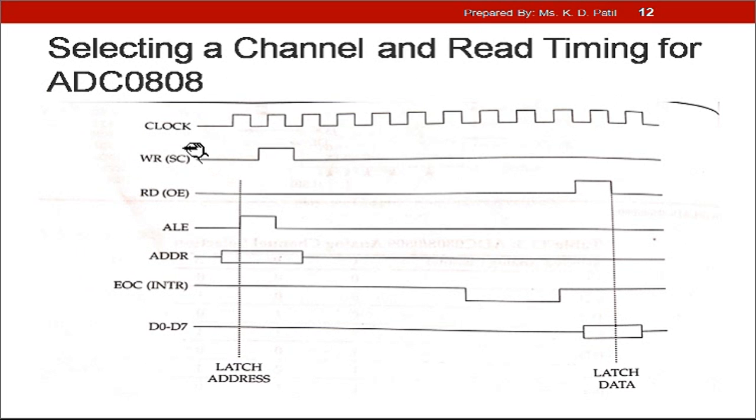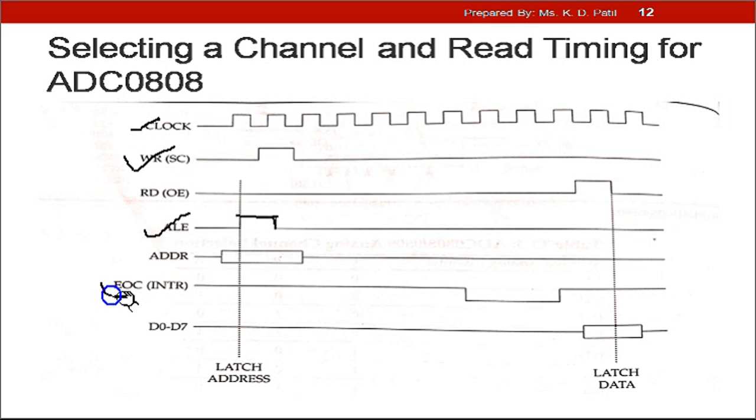Initially, clock signals will be given. After that, the address latch pin will latch the selected channel and selected address lines through this high signal, and after that conversion will start by sending a low to high signal to the ADC 0808.